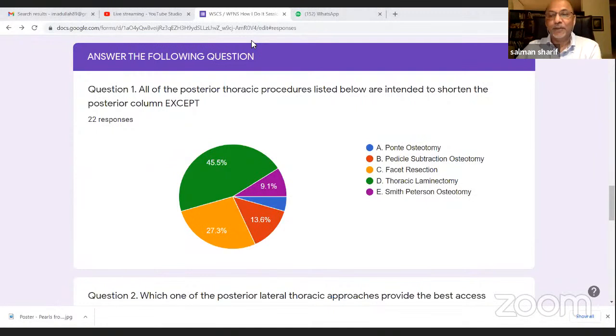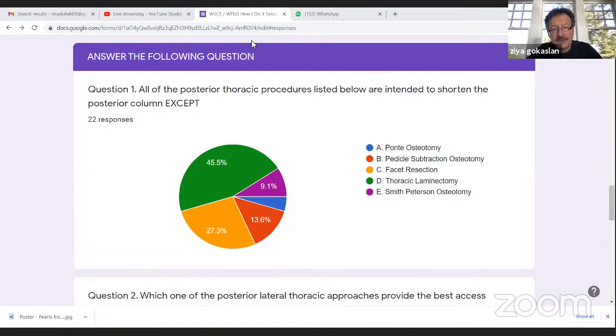So the answer is thoracic laminectomy procedure does not shorten the posterior column. Everything else does. If you resect the facets, you can apply compression and shorten the spinal column a little bit. A Ponte osteotomy, essentially a chevron osteotomy, is removal of the facets and the lamina bilaterally, completely. It is done when the discs are normal.